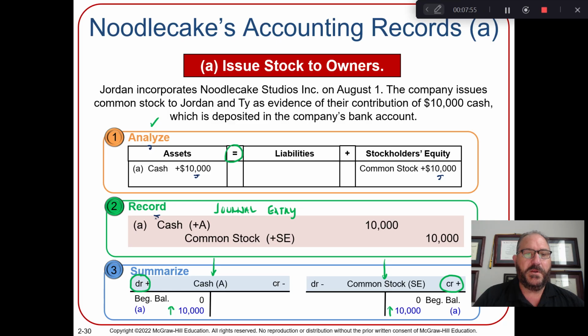Now when you record it, you have cash is increasing. It's an asset. Common stock, stockholders' equity, that's increasing. Increases with the credit. So here, right here, you could see cash is an asset, increasing with the debit. Common stock, credit. Okay, and remember, that's all based on that dead clerk.